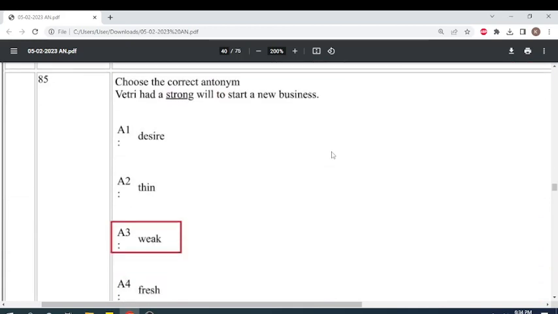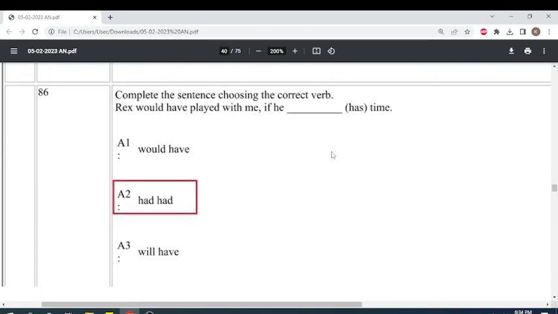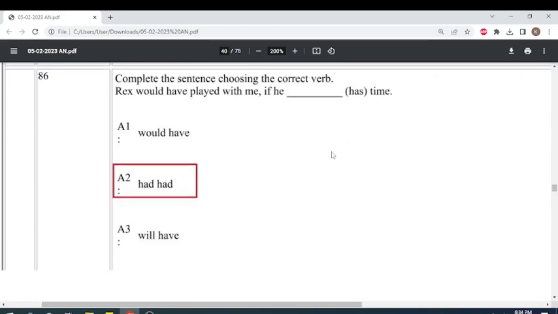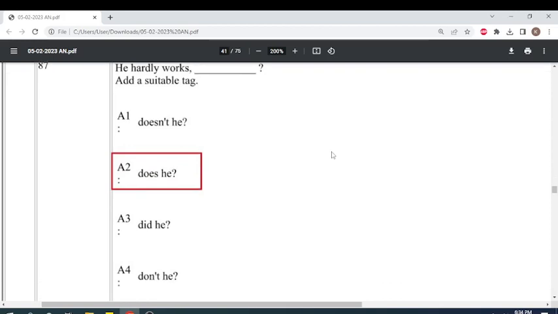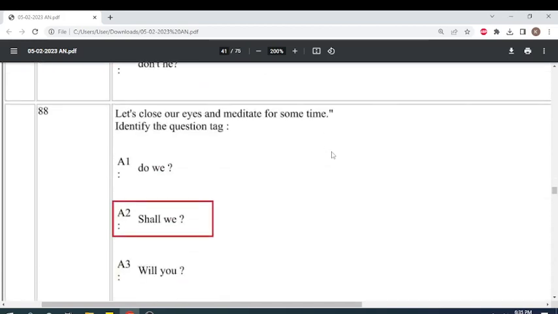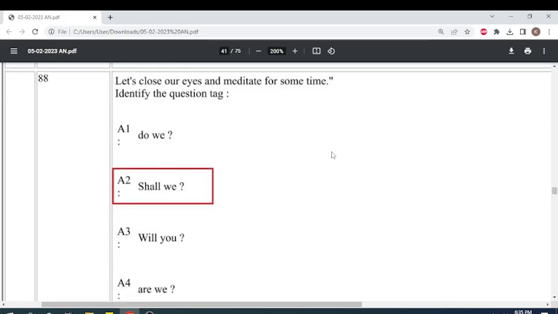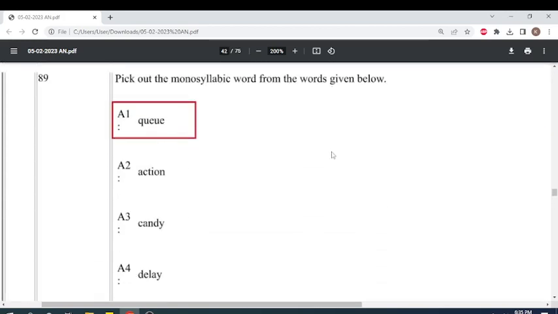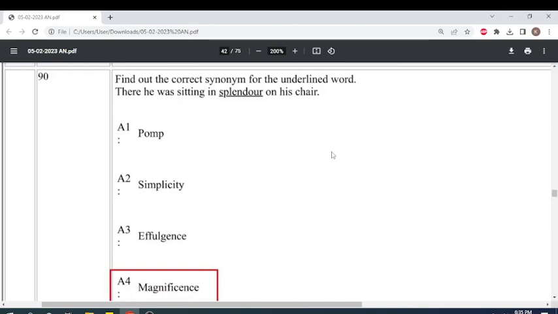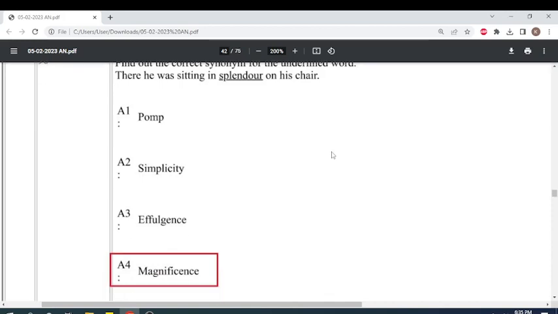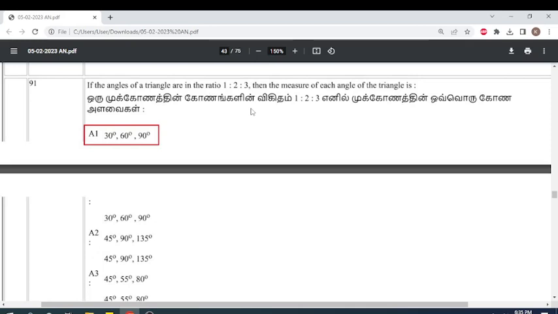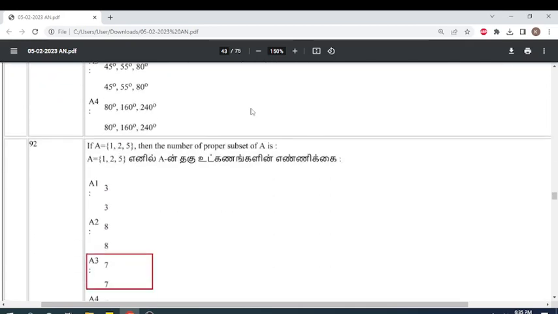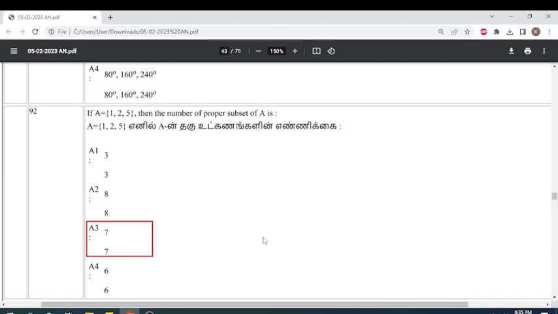85 question answer A3. 86 question answer A2. 87 question answer A2. 88 question answer A2. 89 question answer A1. 90 question answer A4. 91 question answer A1. 92 question answer A3.